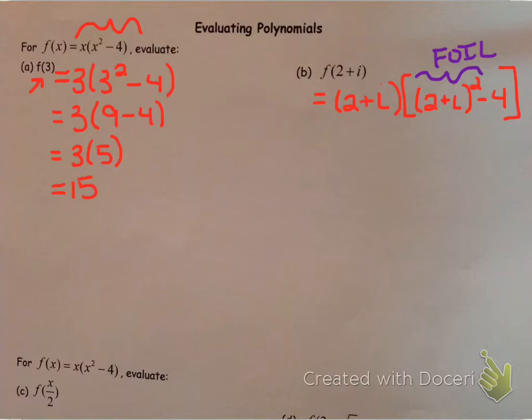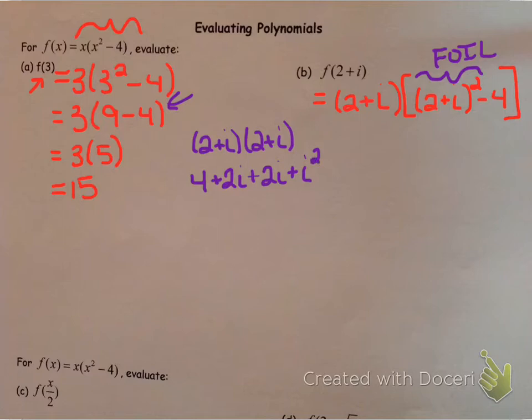Okay? The other thing you're going to have to remember is how to simplify radicals and how to simplify imaginary numbers. So if I jump off here to the side and I do 2 plus i squared, okay, because remember we're following the same order of ops as this one right here, so we're going to do our squaring first. So when I FOIL, my first terms give me 4, outer terms give me 2i, inner terms give me 2i, and the last terms give me i squared.